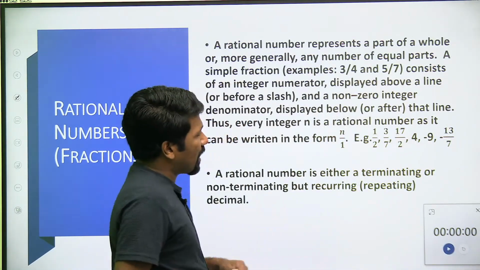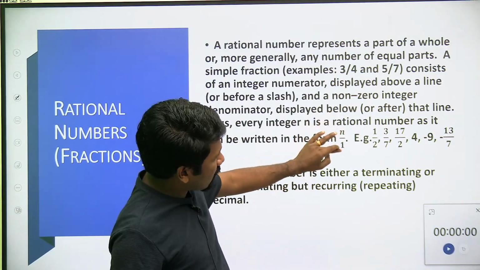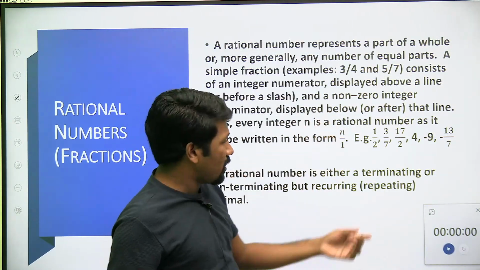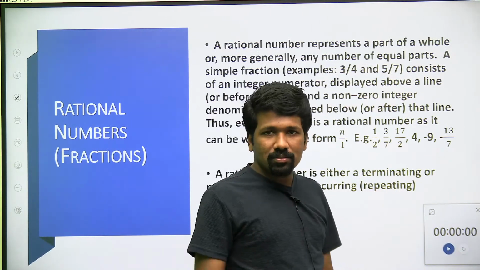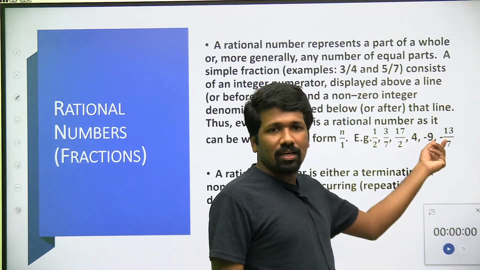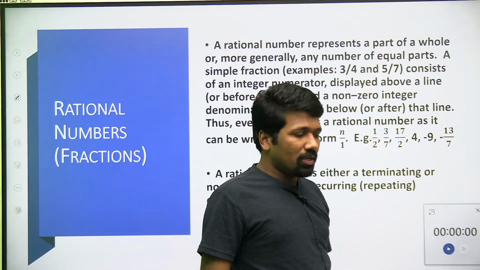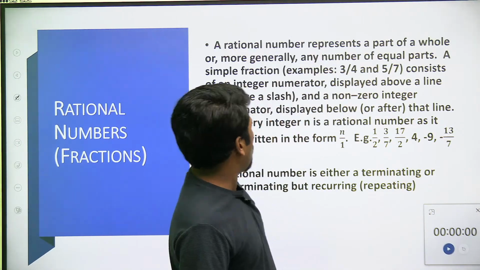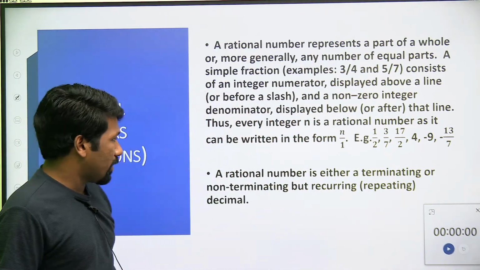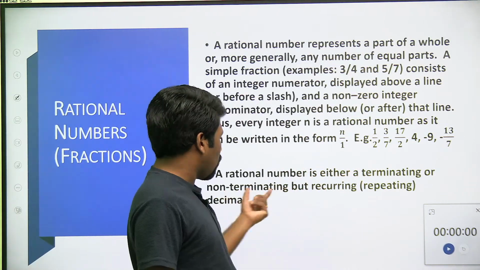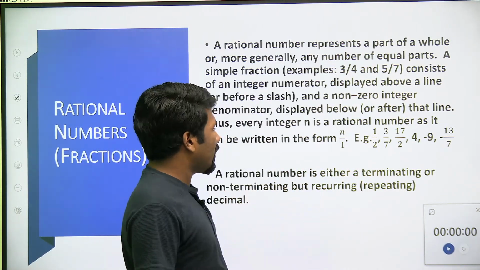Every integer is a rational number because an integer can be written as n by 1. 10 is a rational number because 10 by 1 is p by q form. Na? Minus 9 is a rational number because minus 9 by 1 is p by q form. So they all are rational numbers. A rational number is either terminating or non-terminating but recurring decimal.